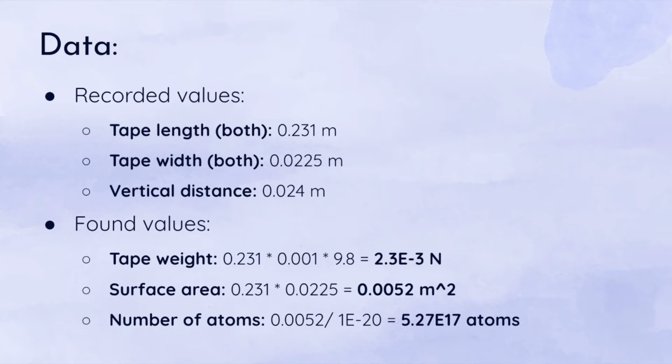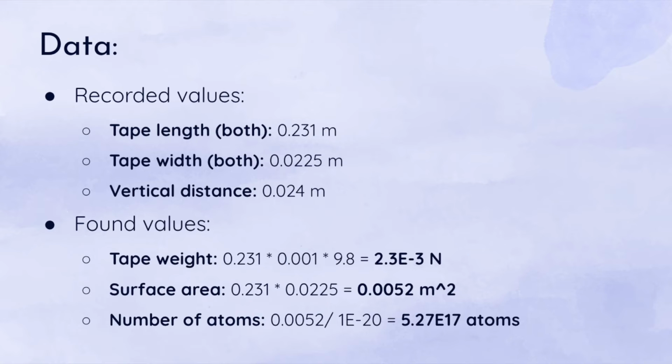The width of both of our tapes is 0.0225 meters, and the vertical distance is 0.024 meters. Moving on to our found values, we determined the tape's weight by multiplying the length times 0.001 kilograms per meter times the gravity constant, which results in 2.3 times E to the negative 3 newtons.